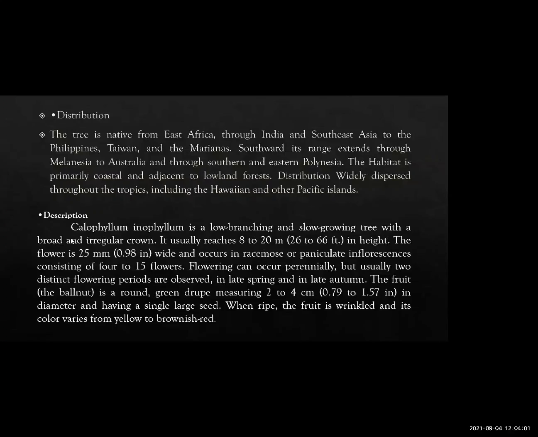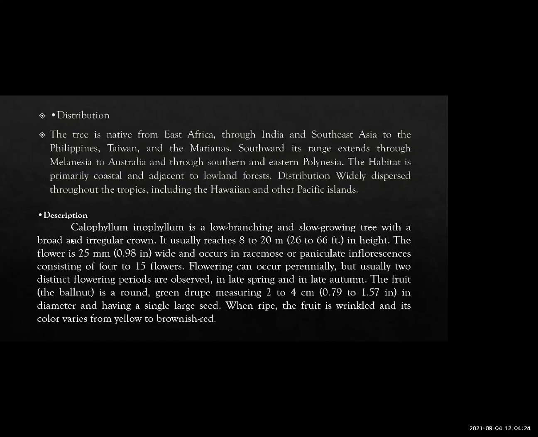The fruit, the ball nut, is a round, green drupe measuring 2 to 4 cm or 0.79 to 1.57 inches in diameter and having a single large seed. When ripe, the fruit is wrinkled and its color varies from yellow to brownish red.